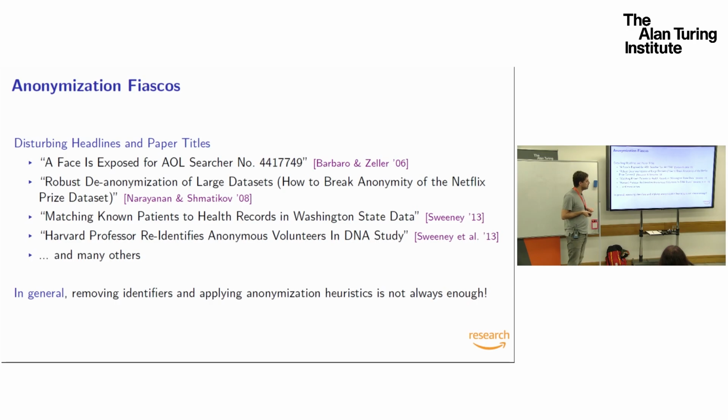And that was the Netflix prize. In this case, Narayanan and Shmatikov in 2008 published a paper where they showed that you can robustly de-anonymize this data set by correlating the ratings that people were giving to movies, and at what time they were giving them, with ratings that IMDb users were posting together with reviews.